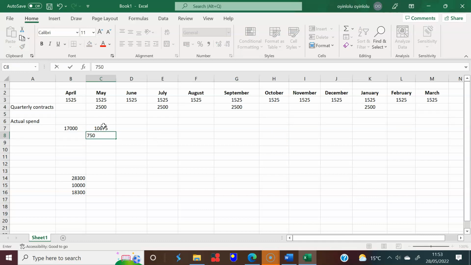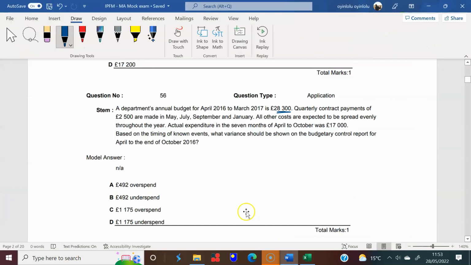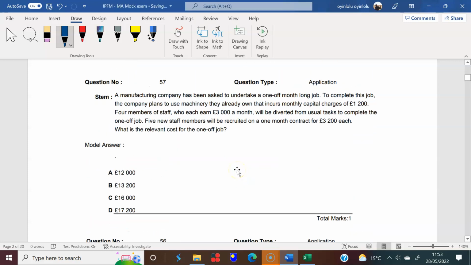So let's see what the variance is. So you have a total here of 18,175, and therefore the variance will be the difference between the actual and the budgeted. So this is actual. Actual is more than budgeted by 1,175. Let's come back and see if we have this in the, yeah, there we are. So it's a 1,175 overspend. You've spent more than you planned to do. So the answer there is C. Yes, overspend.